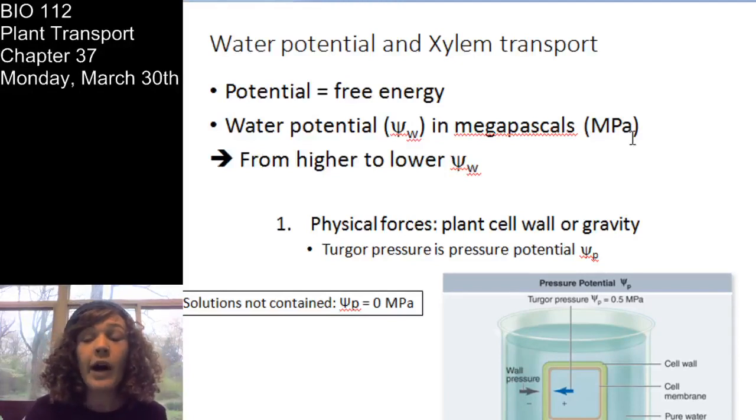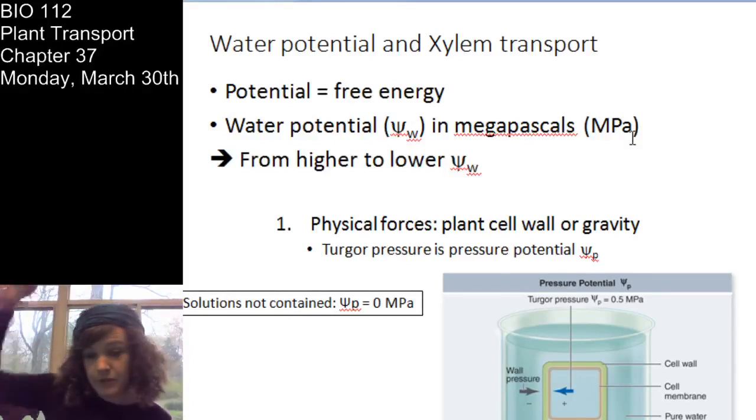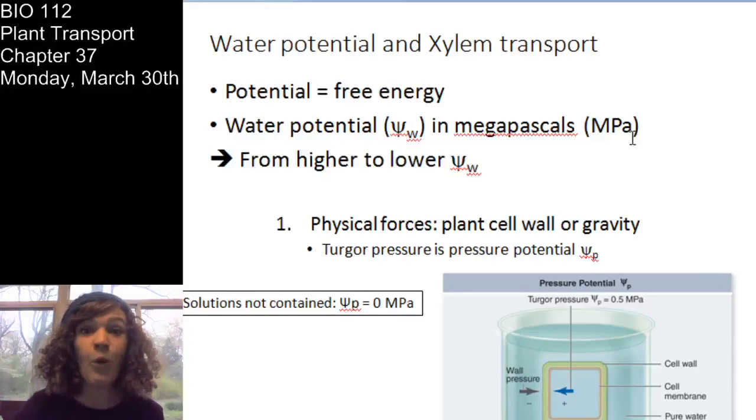Water will move from areas of high water potential, high capacity of water to do work, to lower water potential. And what's interesting is that the water potential of soil is like 0, and it gets more negative. So water is moving to areas of more negative water potential as it moves up a tree.